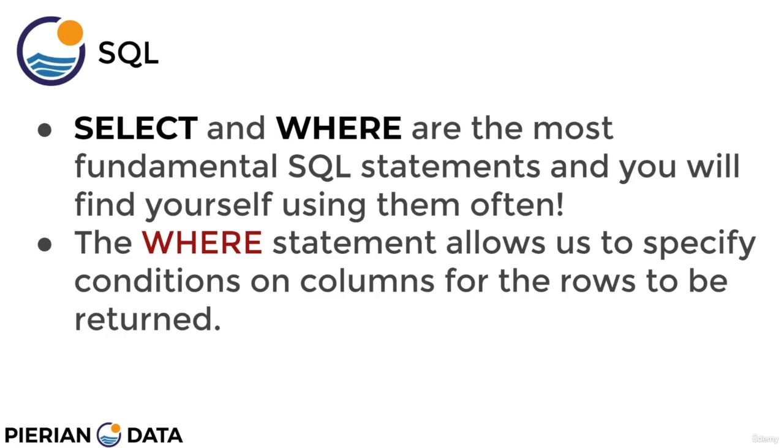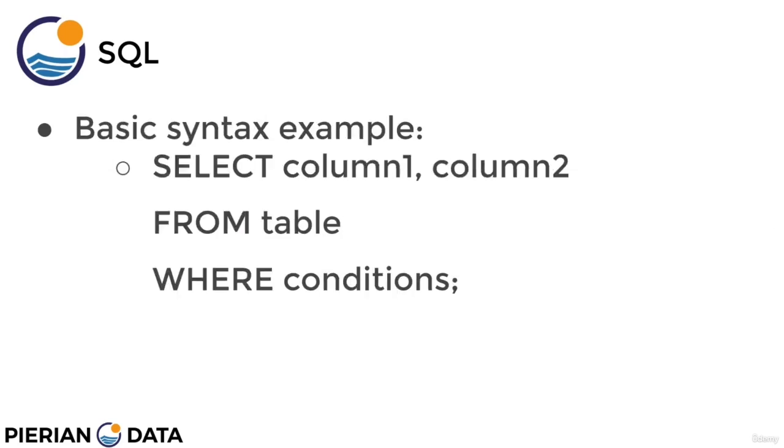The where statement allows us to specify conditions on columns for the rows to be returned. The basic syntax would look something like this. We decide on what columns we want back, so we'll say select column 1, column 2, etc. And then we decide what table we want those columns from, and then after that, we can describe conditions. So we'll say where, and then some manner of conditions.